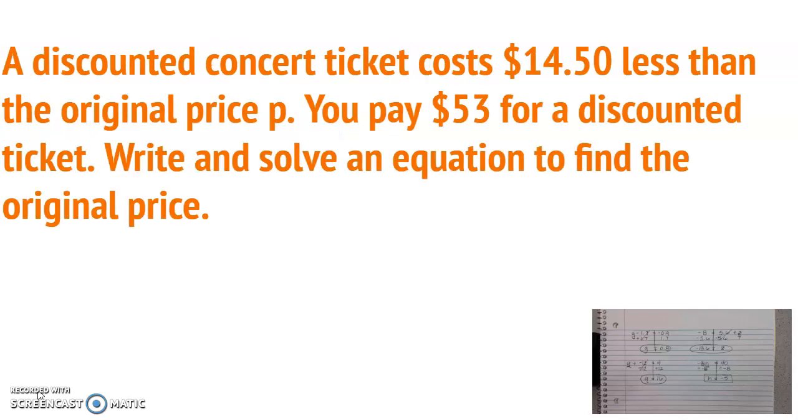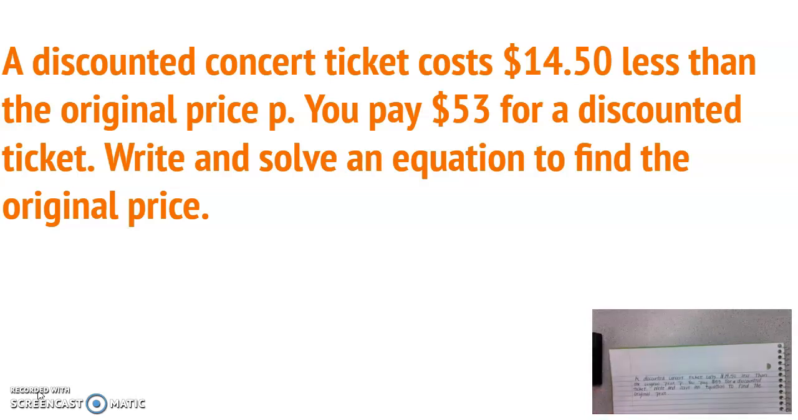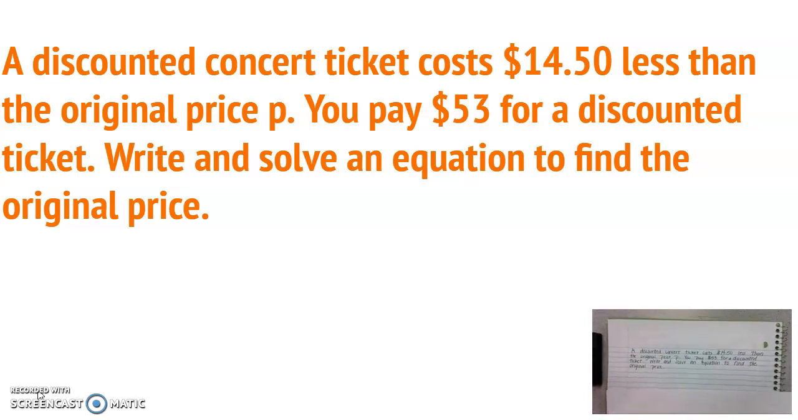This one. A discounted concert ticket cost $14.50 less than the original price P. You pay $53 for a discounted ticket. Write and solve an equation to find the original price.